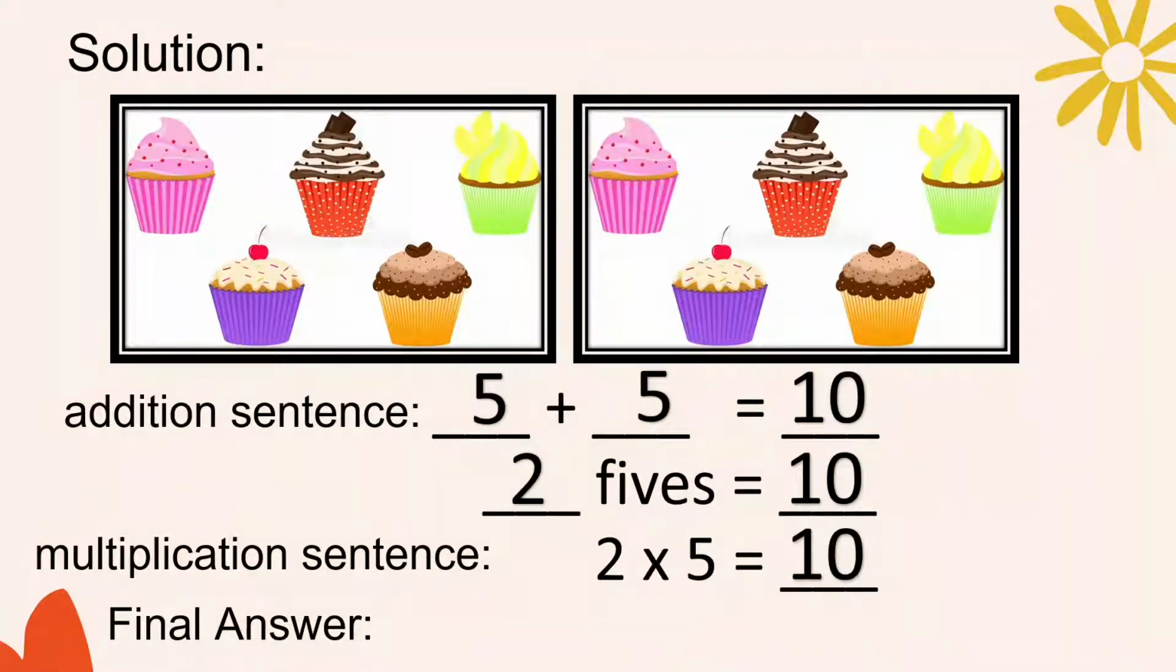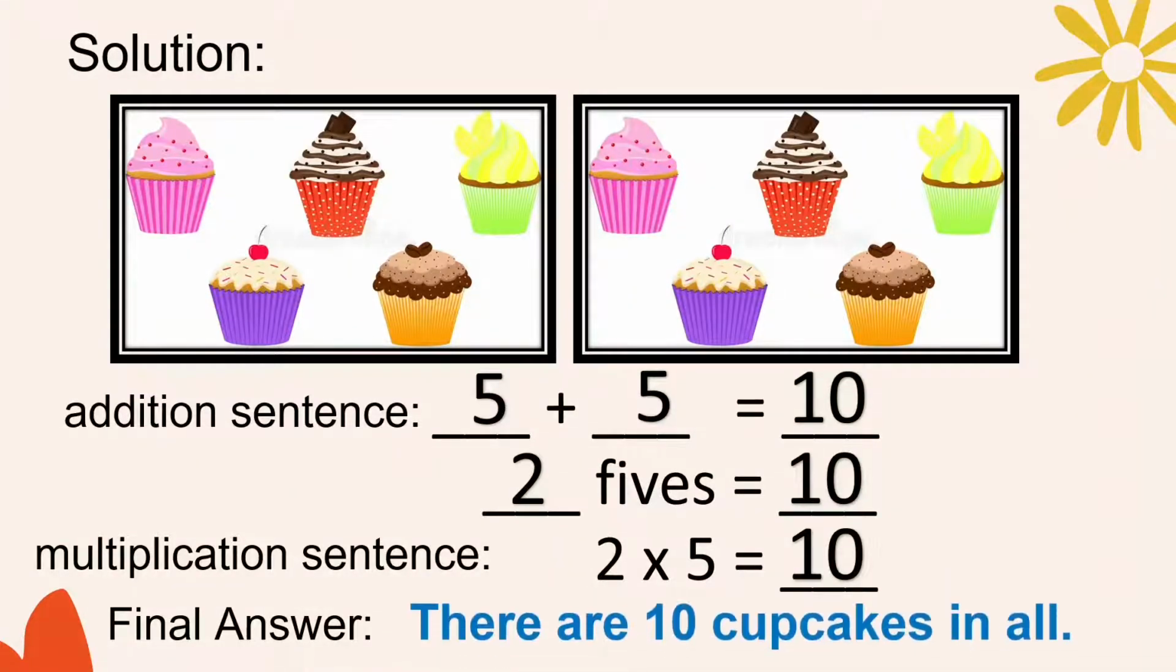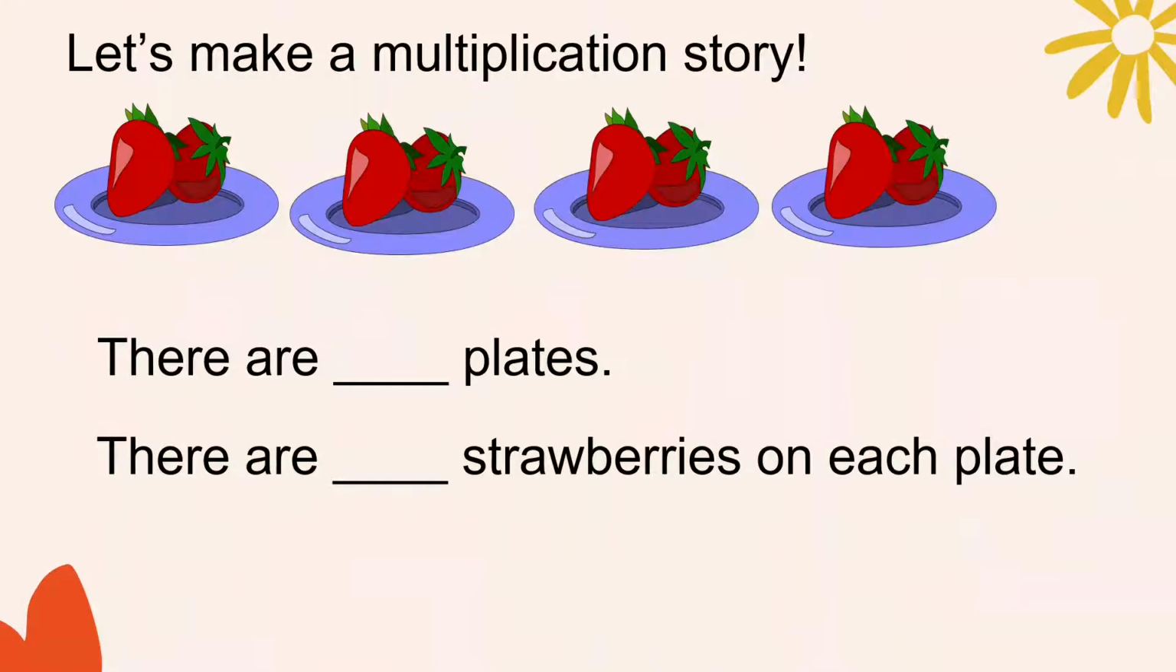Very good, children. And let's answer the question. How many cupcakes are there altogether? Right, there are 10 cupcakes in all, or altogether. Okay, let's have the last multiplication story. Complete this. Okay, how many plates? Correct. There are 4 plates.